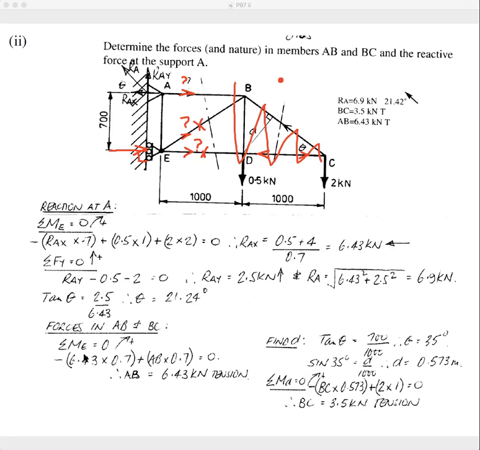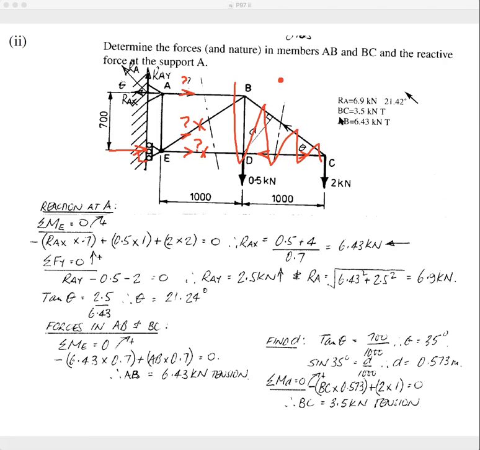Now, you don't have to do all this. All you need to do is look at that joint there, and if there's no other horizontal force acting at that joint, that force has to equal that force to balance it. So you don't really have to do that. You'll know that the force has to oppose the applied force. So that force there is equal to 6.43. I just did that to show you how it works out to be the same, because it's hard to see that if you don't see the calculations.